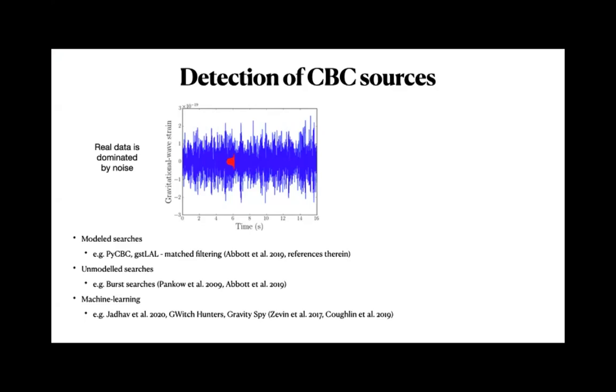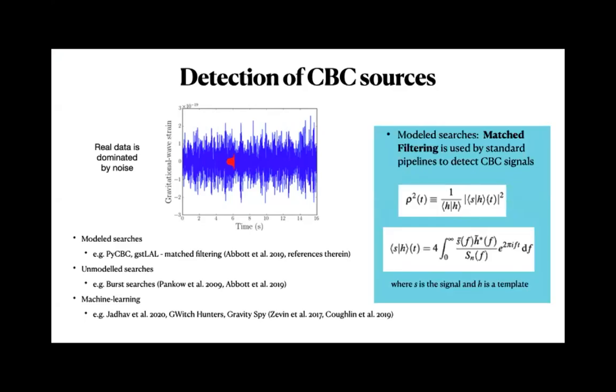This is the most accurate method for searching for these CBC signals, as it makes use of the physical description of how the signal would look. So this falls in the modeled searches, and there are Python packages developed, called PyCBC, GstLAL, and so on, which make use of this matched filtering process. I've just written here the description of the cross-correlation, which is done and then weighted by the noise in the data. So that's the matched filtering method.